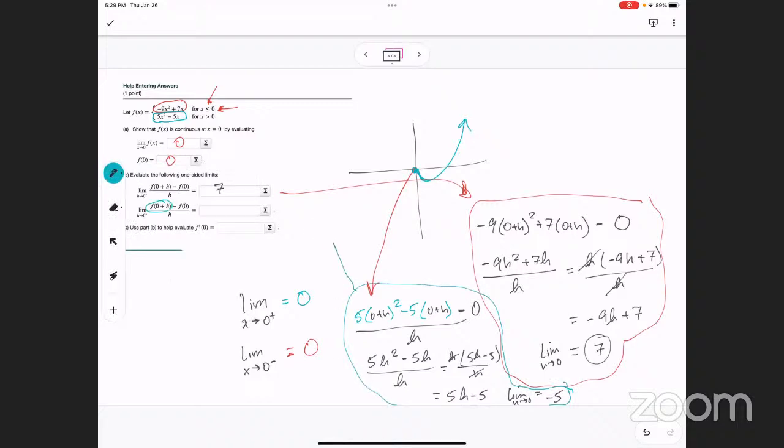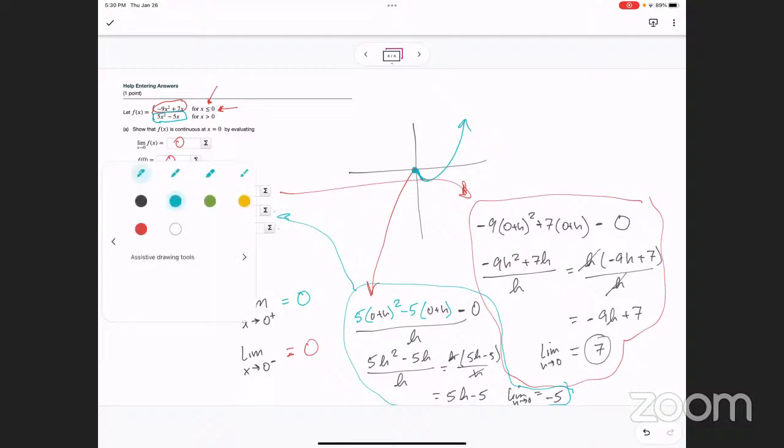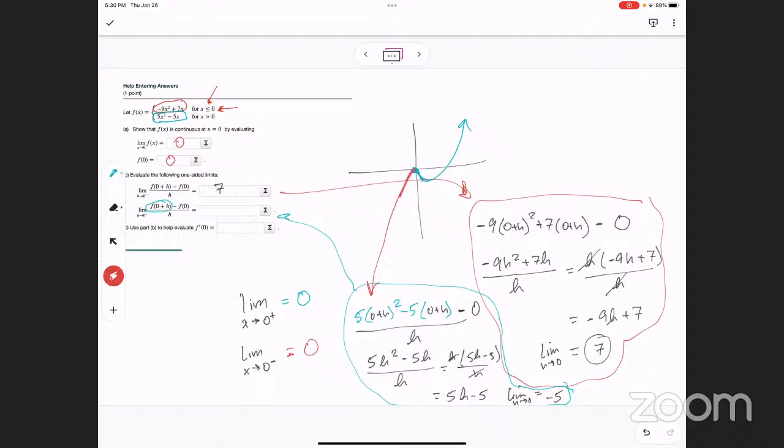Now, the whole idea behind what they just showed you, look at our graphs again. Have you learned yet about tangent lines? Yes. Okay, so the derivative is the slope of the tangent line, right? Mm-hmm. So even though this function is a continuous function, it's not differentiable at 0 because the derivative from the left is different than the derivative from the right.